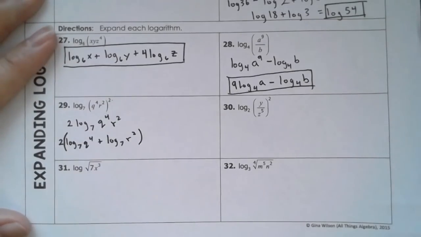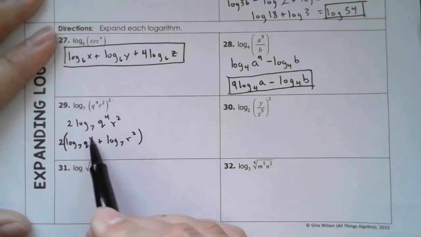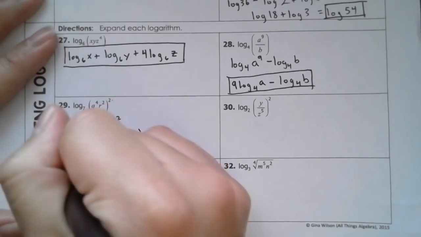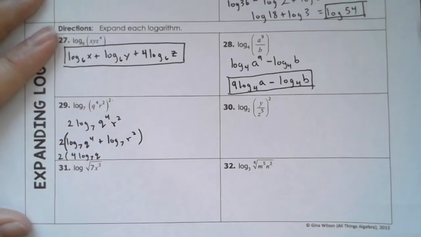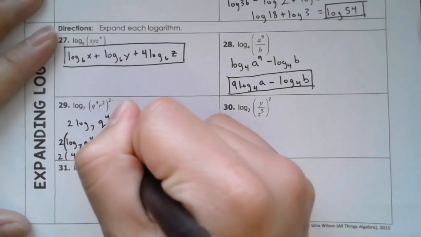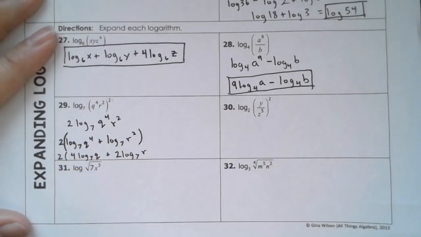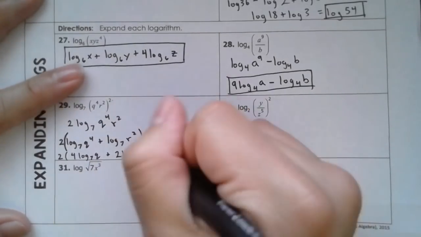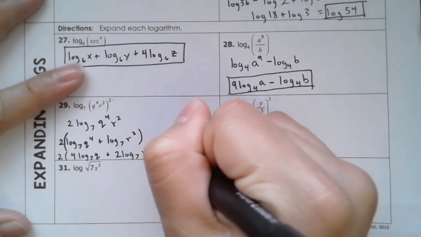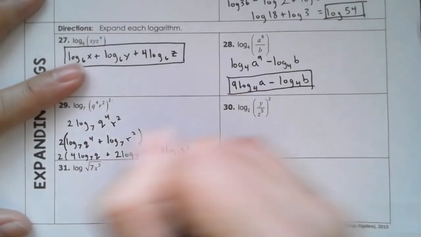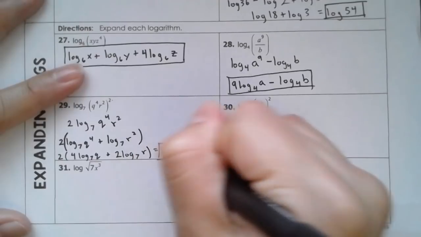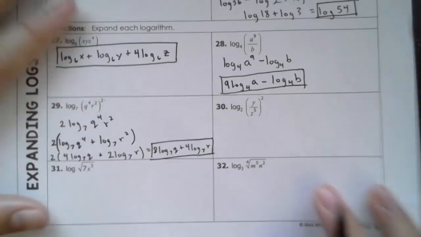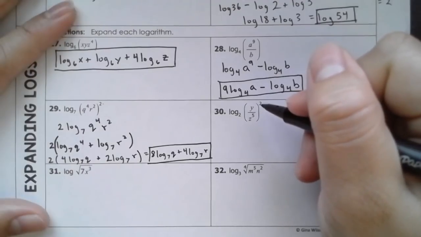We have that there, and then within the parentheses I can move those exponents to the front of the logs. So I have 2 times 4 log base 7 of q plus 2 times log base 7 of r. And the last thing I can do here is distribute now the 2 into both of these. So I have 8 log base 7 of q plus 4 log base 7 of r. Okay, and that's that.